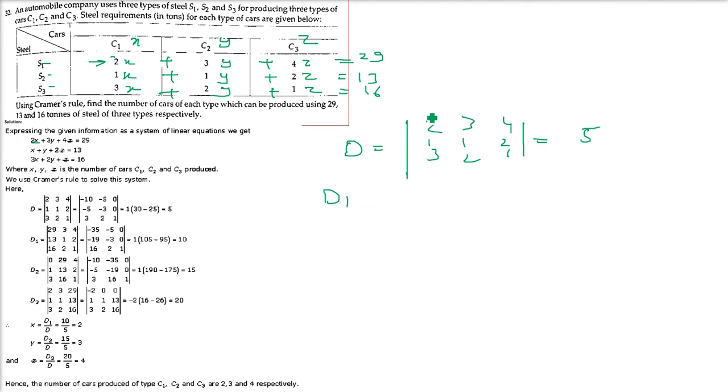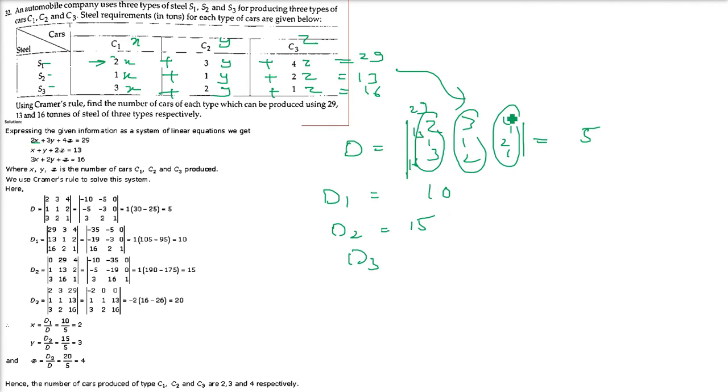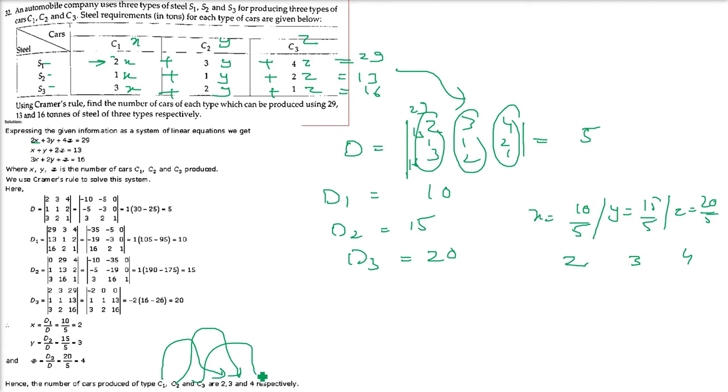Similarly, for D1, the first column you just replace by 29, 13, 16. And for D2 and D3 likewise, the second and third columns you have to change. D1 will come as 10, D2 will come as 15, D3 will come as 20. We replace the third column by 29, 13 and 16. X will come as 2, Y will come as 3 and Z will come as 4. So the number of cars produced of type C1, C2, C3 are 2, 3 and 4. Basically, the main thing is to create the equations. Other things you are able to solve.